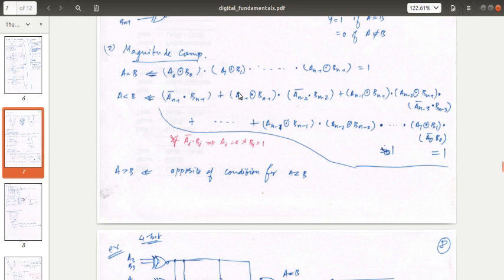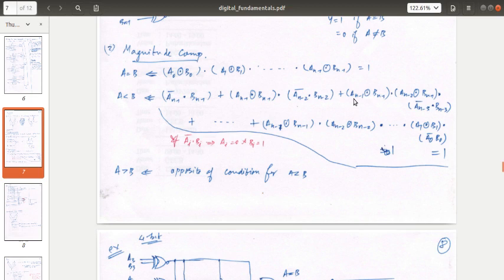If that is not the condition, then what is the other condition? Both MSBs are the same, and at the same time the next bit, the bit next to the MSB, satisfies the earlier condition. A n minus 2 should be 0 and B n minus 2 should be 1. That is, A will be 0 0 something and B will be 0 1 something, or A will be 1 0 something and B will be 1 1 something.